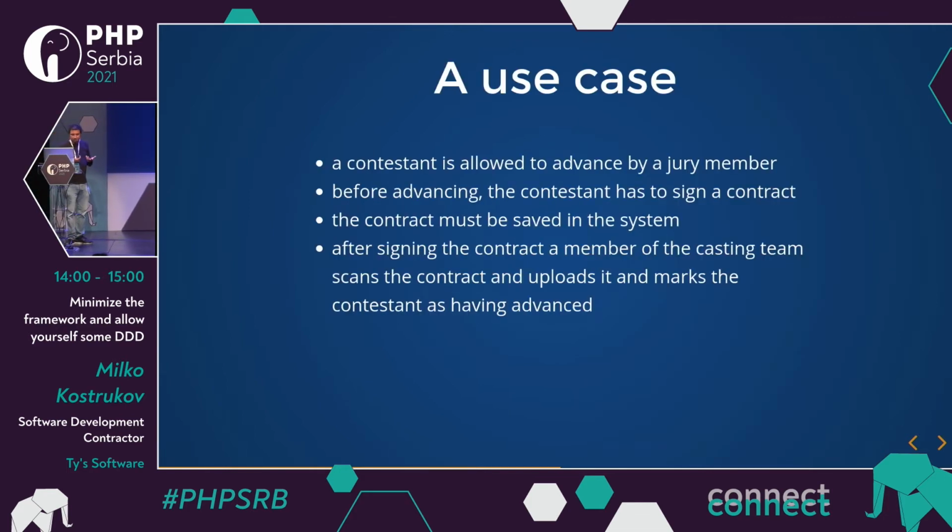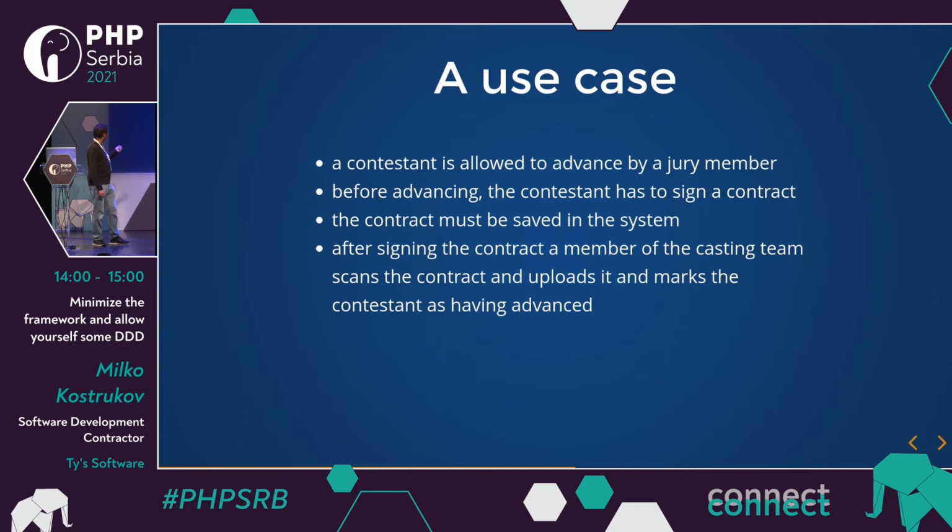So let's look at a use case. This is basically something that our system needs to be able to do. So these are the rules. A contestant is allowed by a jury member to advance to the next level in the competition. Before the contestant actually advances, they need to sign the contract, because if they're allowed to go forward, they need to go on TV, they need to agree to do stuff, they need to take a responsibility to be on time, and so on, so they need a contract. We need to save the contract in the system, because, obviously.